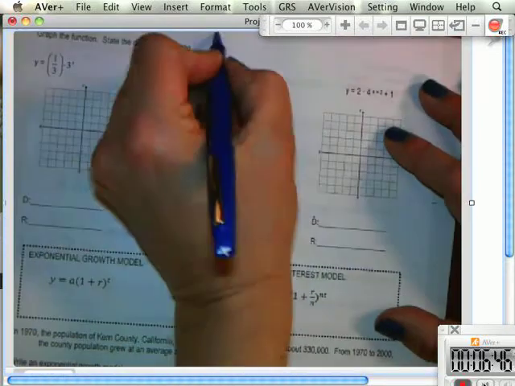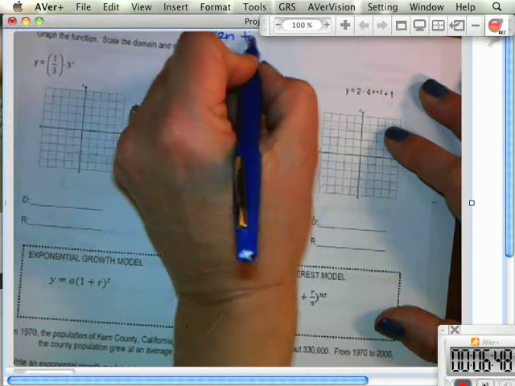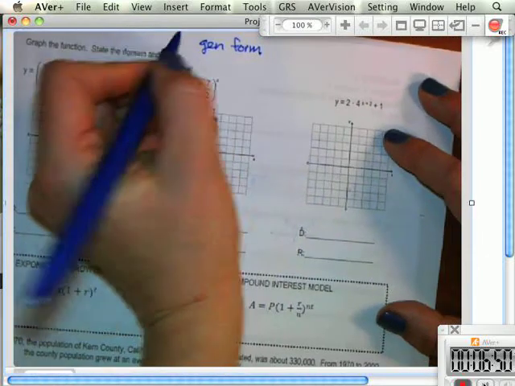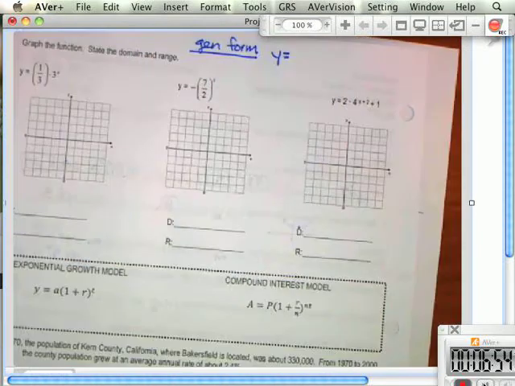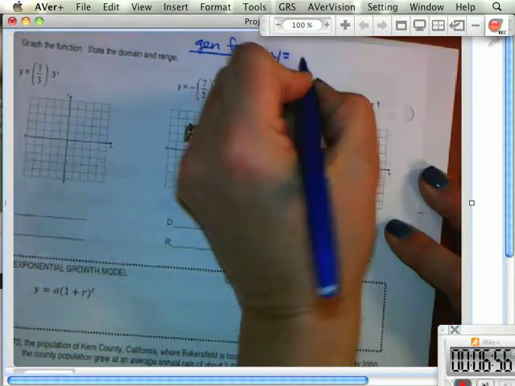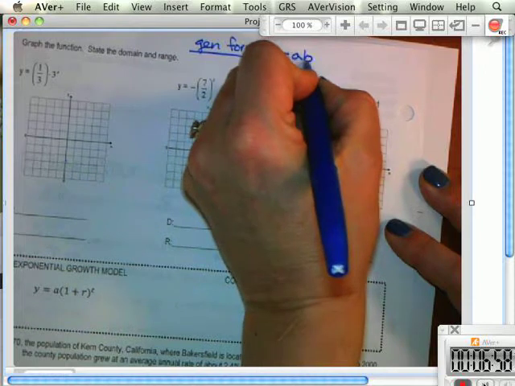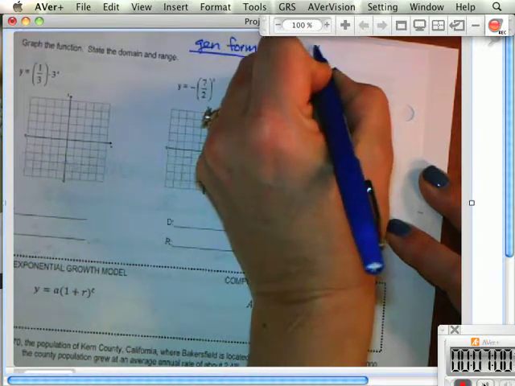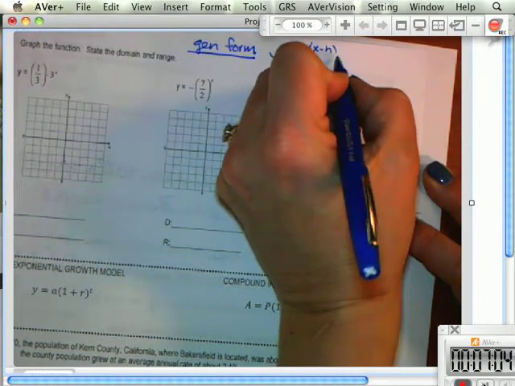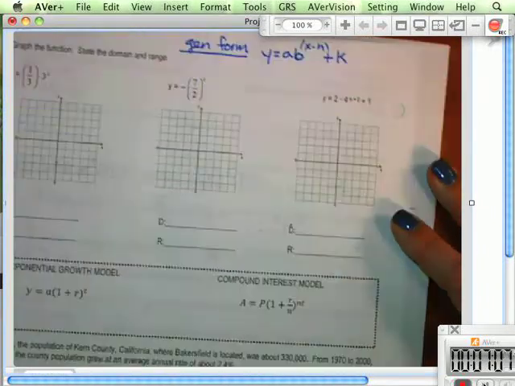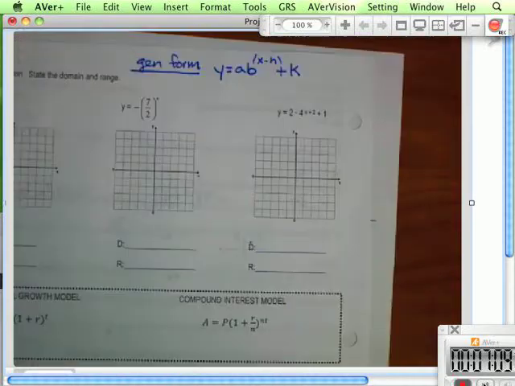Now, I just want you to write the general form up here because I feel like it's missing in these notes. So here's the general form of a longer exponential function. Y equals a times b to the x minus h, plus k. Right on. Now let's talk about what each part means.